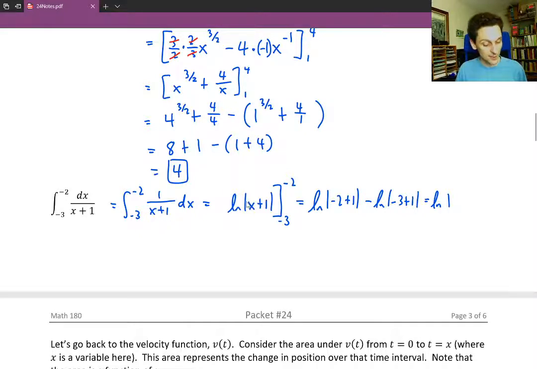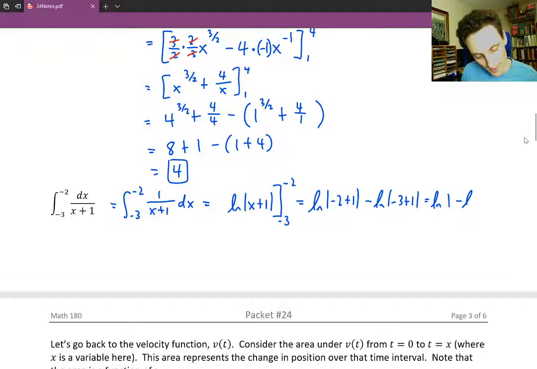Now if you didn't include the absolute value bars in the ln, you wouldn't be able to plug in -2 and -3. Those would give you a negative inside the ln, and that would be undefined. But because we have these absolute value bars, we can take it. Our domain has not changed as we took our antiderivative from 1 over x plus 1 to ln absolute value of x plus 1, whereas it would have changed if we hadn't had the absolute value bars. Okay, so good thing we have those absolute value bars.